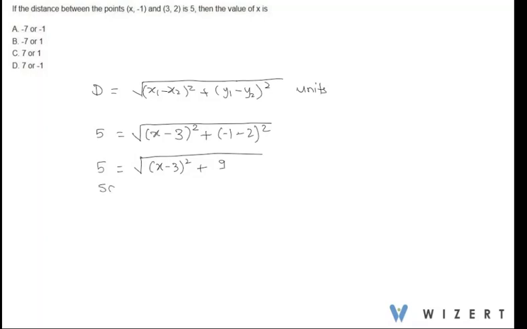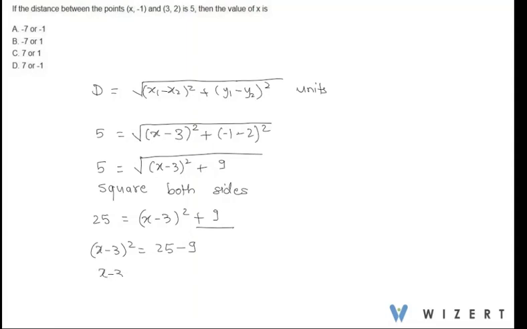Now we'll square both sides in order to remove the square root. So 5 square is 25, equal to the square root is gone, so that is (x minus 3) whole square plus 9. So let's take this 9 over to this side. We get (x minus 3) whole square equal to 25 minus 9.